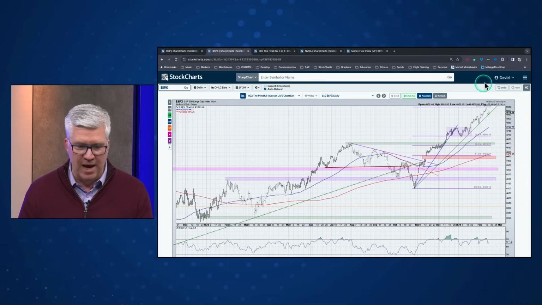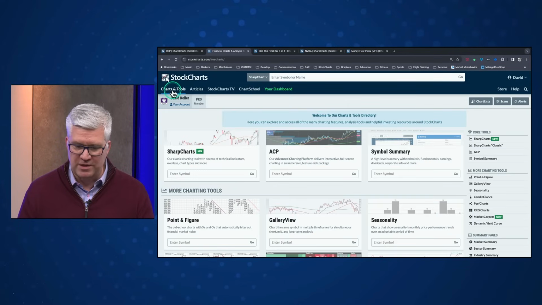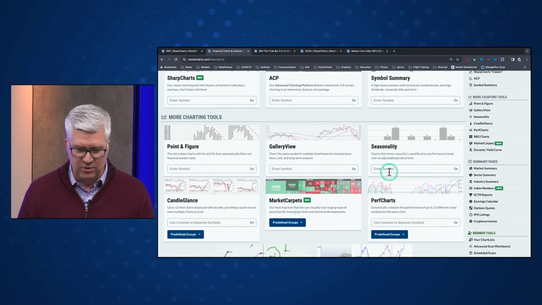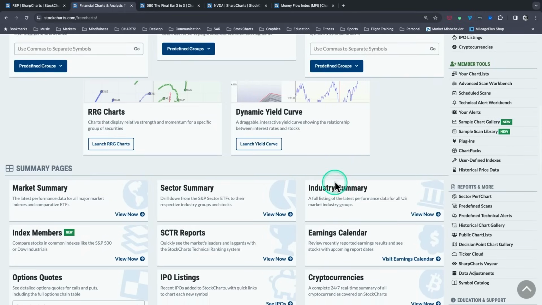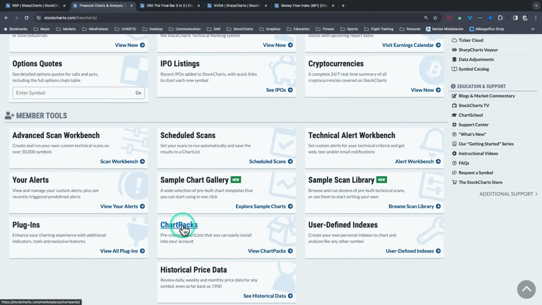Actually, you can get to that. I'm trying to think of where I get to that. Yeah, I go to Charts and Tools in the upper left. And down here somewhere, there's going to be a thing called Chart Packs, which I know is here somewhere, and I should know where it is. Here we go, Chart Packs.